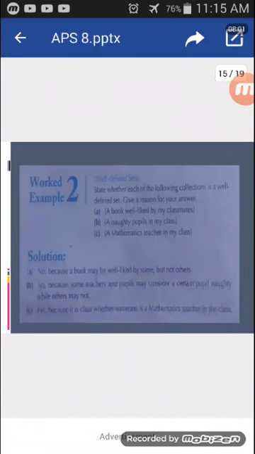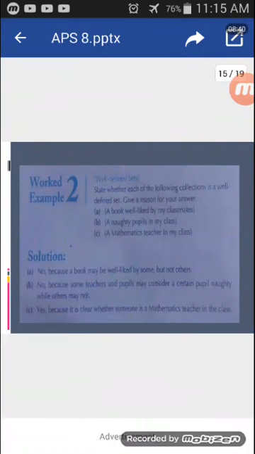Worked example 2 is, state whether each of the following collections is a well-defined set. Give a reason for your answer. Part A is, a book well liked by my classmates. No, because a book may be well liked by someone but not by others. You write no if it is not possible for all the things, and you write yes if it is possible for all the objects, people, students, things, etc.